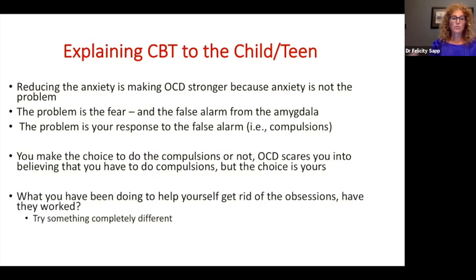And then I talk about what you've been doing right now to get rid of those obsessions. Has it worked? And often I get a no, or I get a short term. And so then I'm like, okay, well, let's just try something completely different.